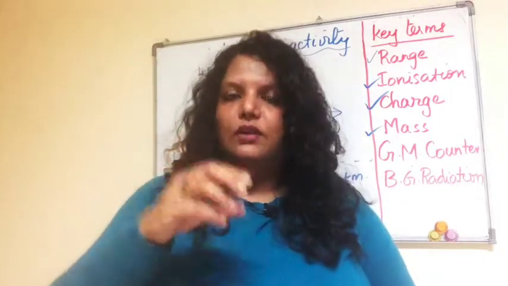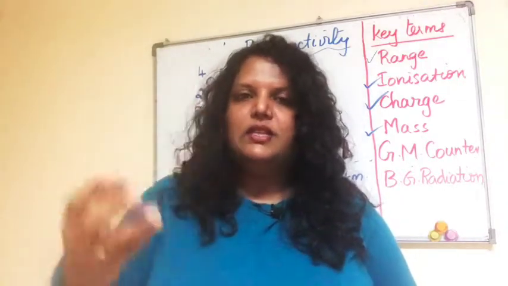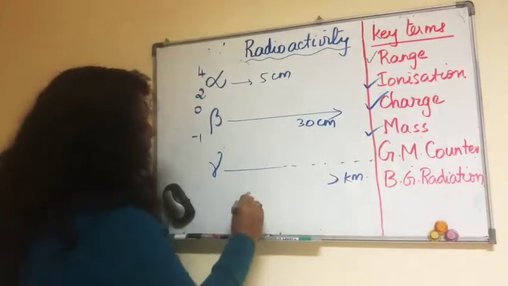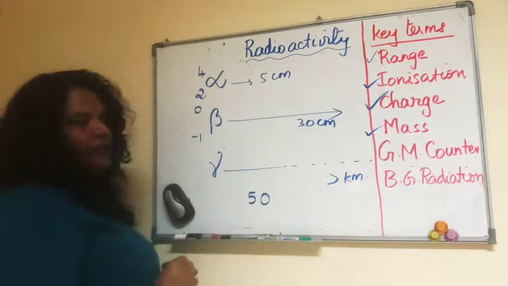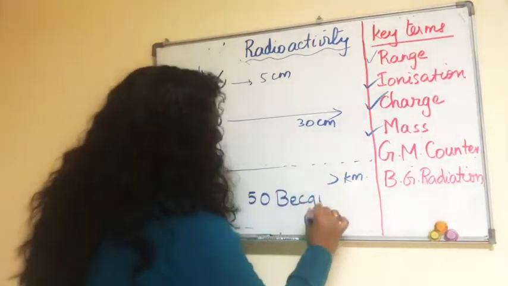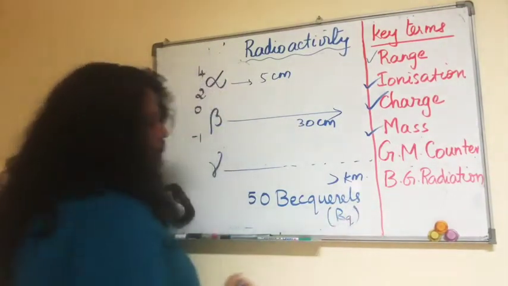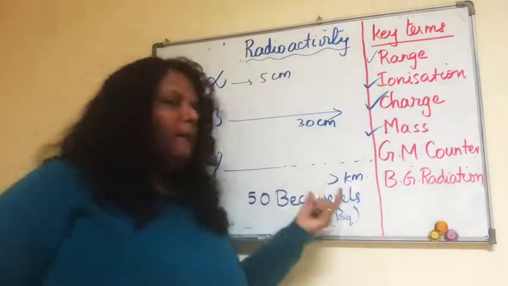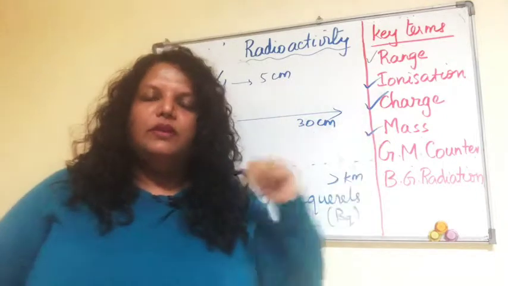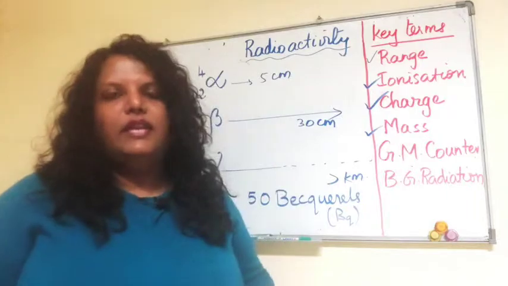For that, the count, the number of radioactive radiations given out in 1 second is called the becquerel. If I say 50 radiations are given out in 1 second, we term it as 50 becquerels. In short, you can write it as Bq, named after the scientist who discovered it. So 50 becquerels means 50 radiations are emitted in 1 second. If you say 100 becquerels for any other element, it means it emits 100 radiations in 1 second.